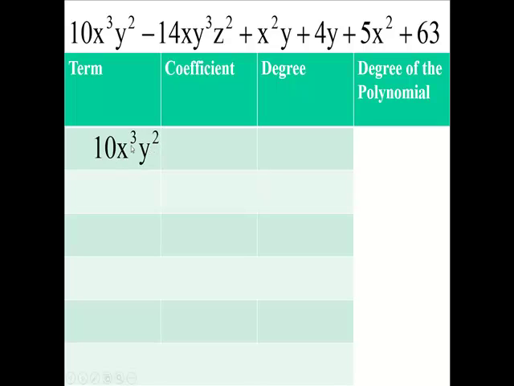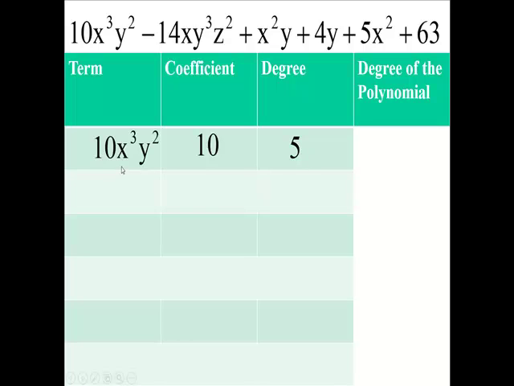The coefficient is the number in front of the term. So that would be the what? The 10. The 10 is at the very front of this term. Now, the degree is the sum of the exponents. We have 3 x's and 2 y's. This is really x, x, x, y, y. So you have 3 plus 2 is 5, okay?